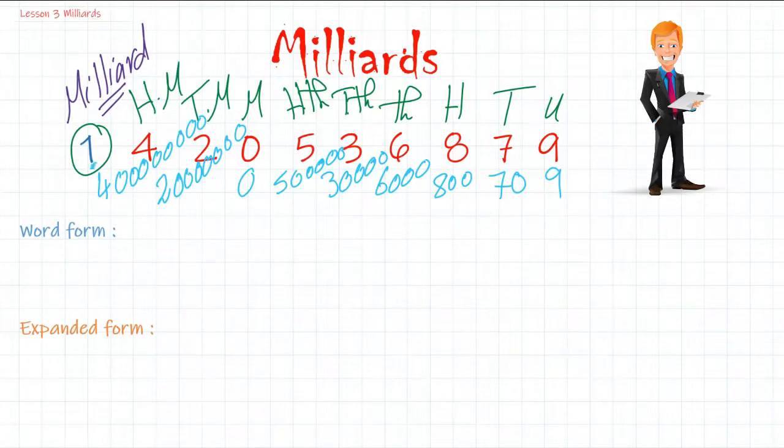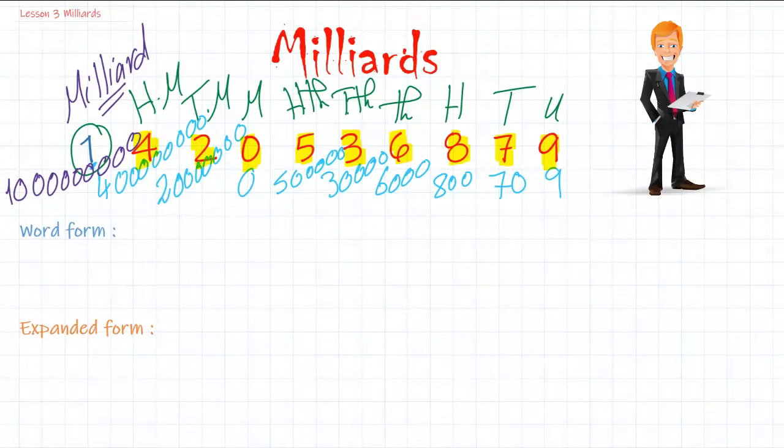Okay, what about milliard? Let's write 1 first, and let's count how many digits to the right of 1. 1, 2, 3, 4, 5, 6, 7, 8, 9. So let's replace these digits with zeros. So we have here 9 zeros. So we have this huge number, 1 milliard.